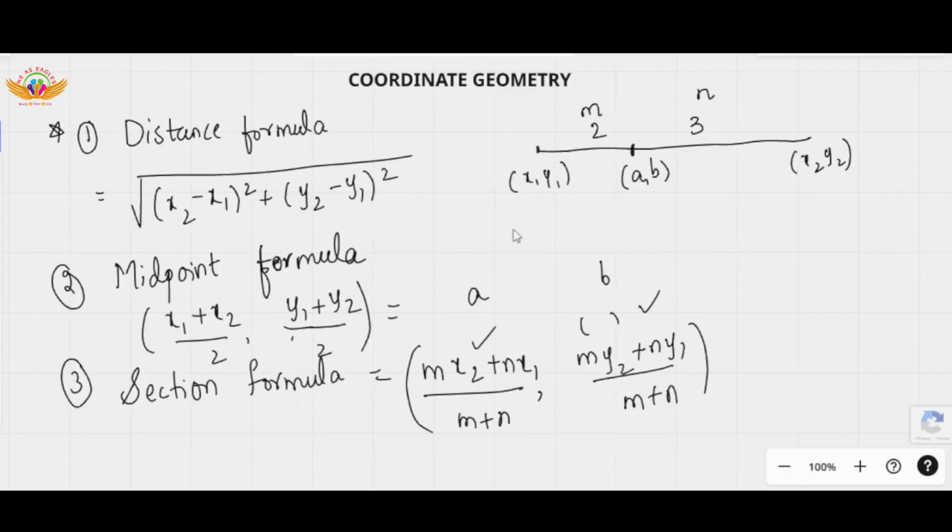Okay, done. So we will be using this section formula most of the time for 3 marks and 4 marks questions. So these are the three important formulas that we are going to use in today's class. Also in the next video, I am going to do the 3 to 4 marks questions. So the complete chapter is based only upon these three formulas. Done. Let us start solving the 1 mark questions.